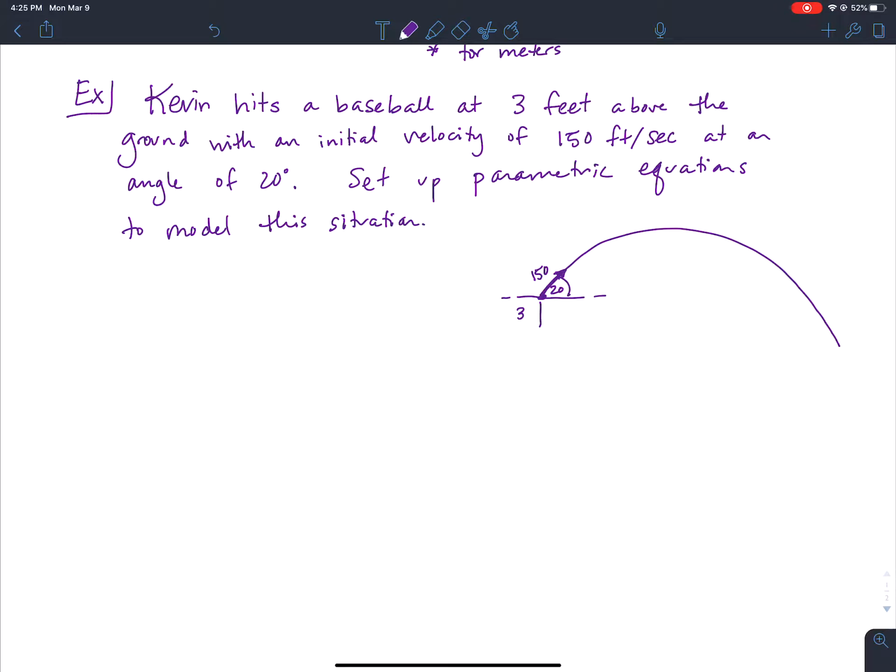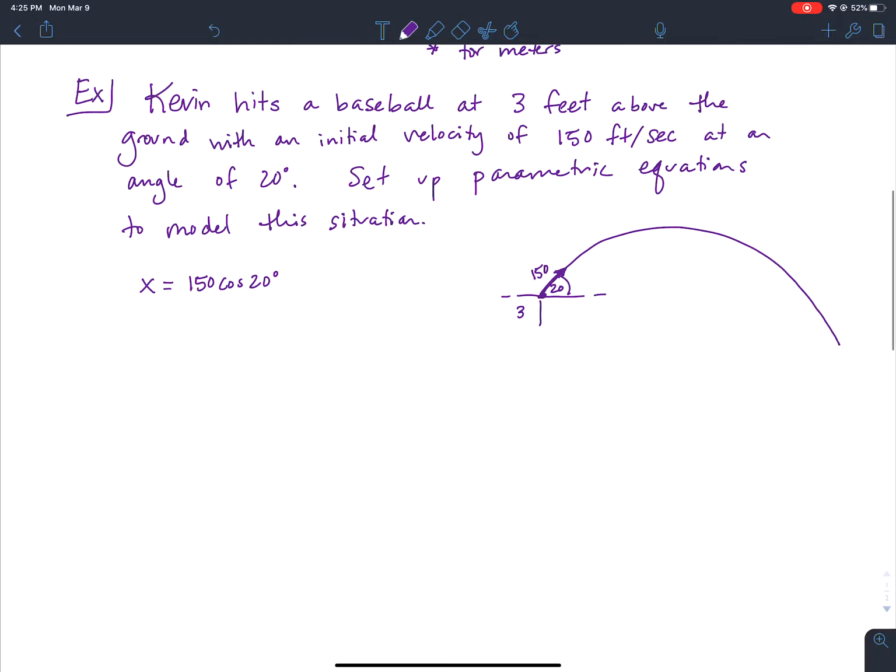So the x component of the vector is 150 cosine 20. That's the x component of the vector. So again, the distance that this ball is going to go is going to be that rate, the x component of that rate, times time. So we're just going to do that times time. So that's your x equation.